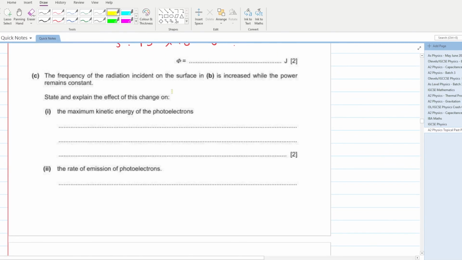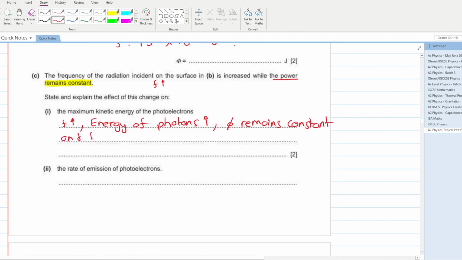The frequency of the radiation incident on the surface is increased while the power remains constant. Oh, very good. The frequency is increased while the power is remaining constant. State and explain the change of this effect on the maximum kinetic energy of the photoelectrons. What will happen? If frequency increases, what will happen? The energy of photon increases and work function phi remains constant, and hence kinetic energy increases.